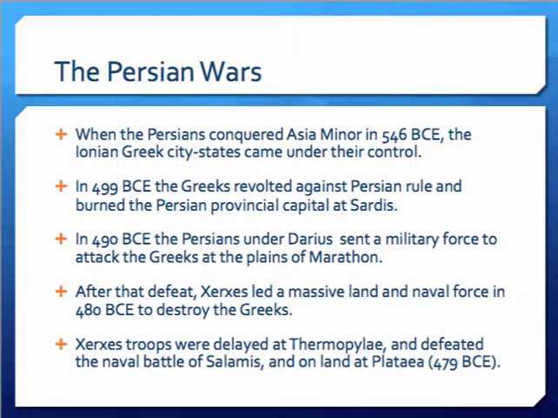With their navy destroyed, the Persians are forced to withdraw about half of their land forces. They simply cannot be supplied without a large naval presence. The remaining Persian army is defeated on land at the Battle of Plataea in 479 by a combined Greek military force under the leadership of the Spartans.